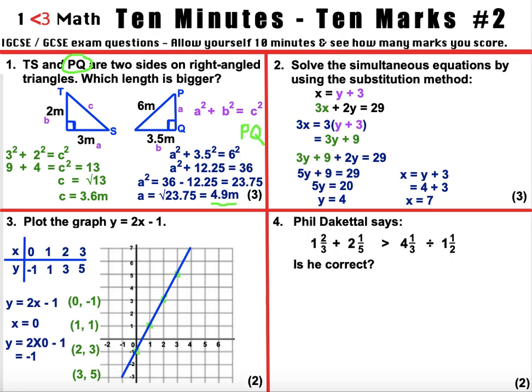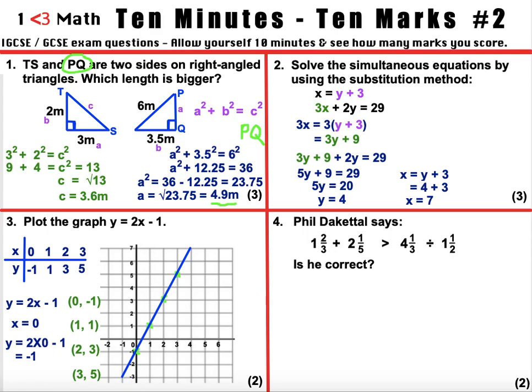Now finally, for question 4, Phil de Kettel says 1 2/3 plus 2 1/5 is greater than, the use of an inequality there, 4 1/3 divided by 1 1/2. Is he correct? So we'll deal with the addition of fractions first of all. We need to make them top heavy to add them.